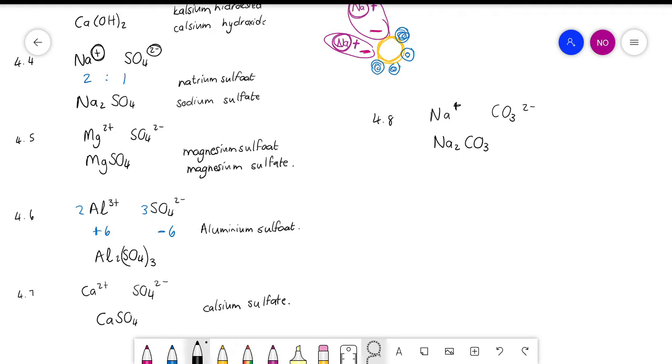Okay, once again, I don't put a bracket around it, right? Because the one that I need more than one of is just a monoatomic ion. So it's like a marker.